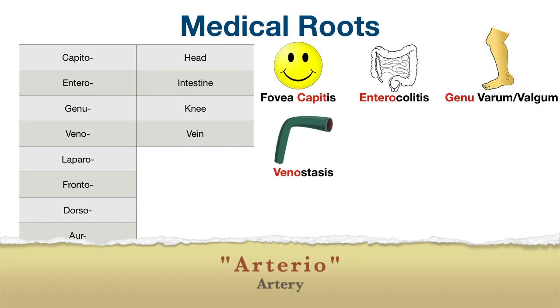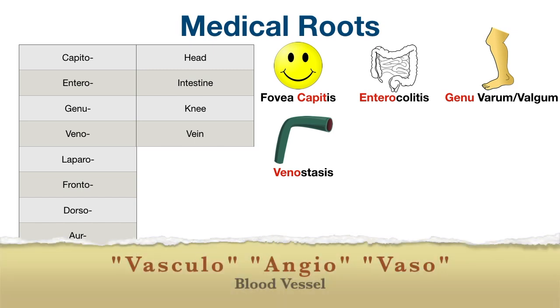Just a reminder from previous videos, there are other roots that refer to blood vessels as well. Arterio means artery, and we have 3 roots meaning blood vessels. They're vasculo, angio, and vaso.